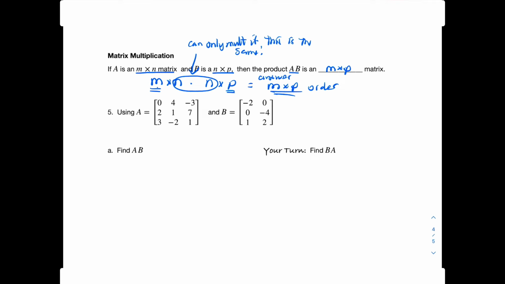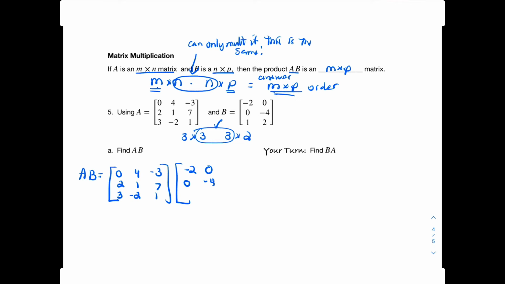And with matrix multiplication, order matters. Matrix A times matrix B is not necessarily equal to matrix B times matrix A. So order is important with matrix multiplication. So yes, I can multiply these two matrices together to find matrix A times matrix B. So I'm going to copy down my matrix A and then copy down my matrix B.